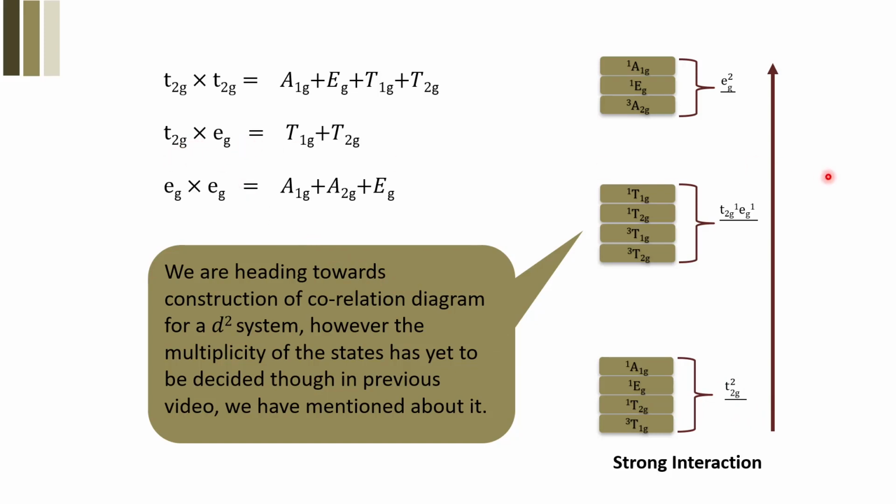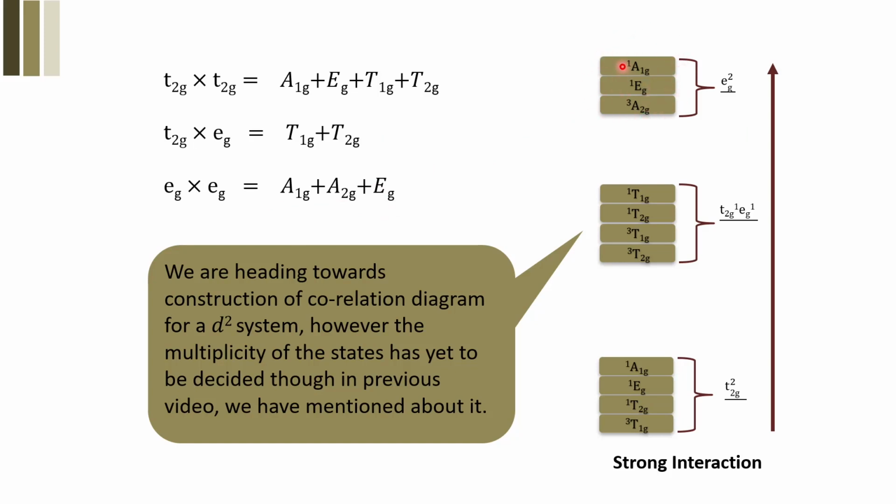In another case, T2g and Eg would give T1g and T2g, and one electron is there in the ground state and one electron in the excited state. And to the extreme level, the Eg2 configuration is possible where both the electrons are present in the excited state. Now, as we have seen, by decomposing the reducible representation into irreducible components, we have received these values. So for Eg and Eg, the values we have obtained are A1g, A2g, Eg. So A1g, Eg, and A2g that we have seen.